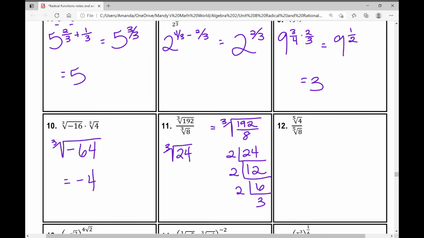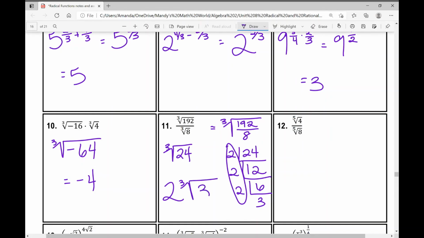So again, if you have 3 of something, you can pull 1 out. So I can pull a 2 out, 2, times the cube root of what's left over, 3. So that's how I would simplify that.